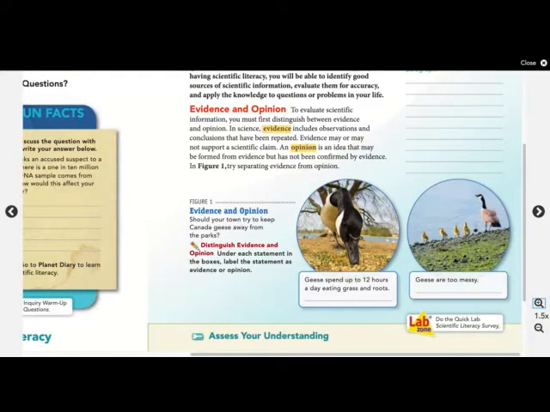So in this first picture, we have geese spend up to 12 hours a day eating grass and roots. And in the second picture, we have geese are too messy. So which one of these pictures and statements is evidence and which is an opinion? I want you to pause the video and take about 30 seconds to write your answer right in your book on page 43. So please do that now.